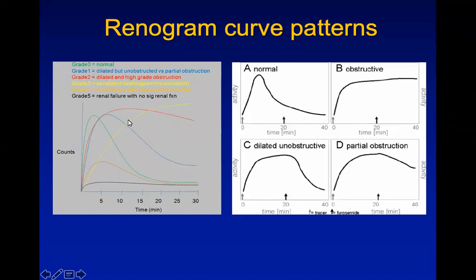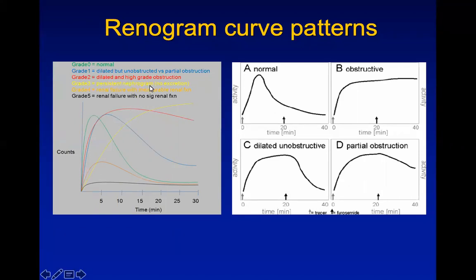What you see here, the blue curve, is a dilated unobstructed system. Here it has come down, not as fast as the green curve. It doesn't stay up as much as the obstructive curve. It's a steeper curve. So this format of partial obstruction versus dilated unobstructed is a tricky situation. It needs a lot of experience to diagnose this condition.